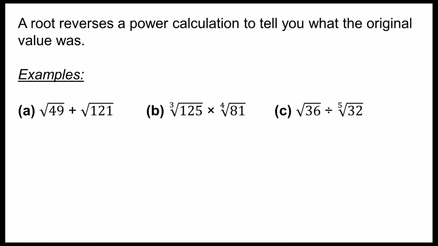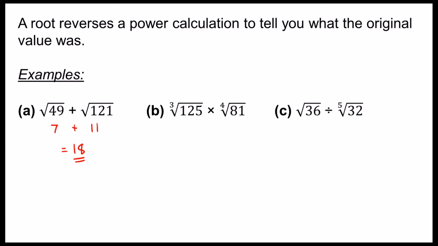So, the final part of today's lesson is looking at calculations with roots. As with before, roots are considered on the same level as powers, and therefore in each of these calculations I'm going to have to do them first. So in my first example, I have the square root of 49 added to the square root of 121. I know that 49 is the same as 7 squared, and I know that 121 is the same as 11 squared. Therefore, I want to work out 7 plus 11. That is 18.